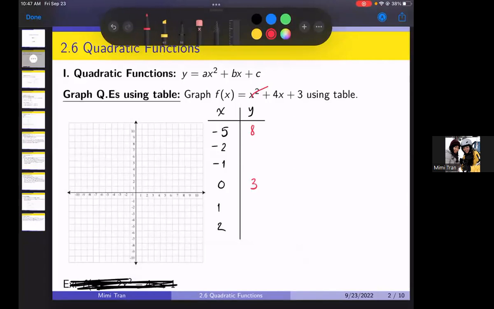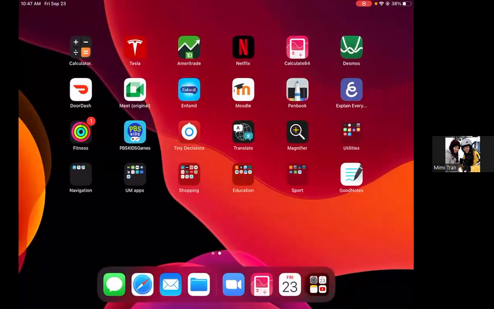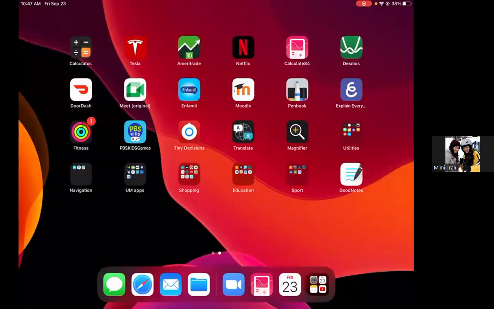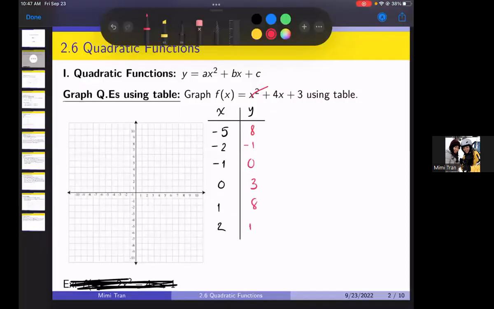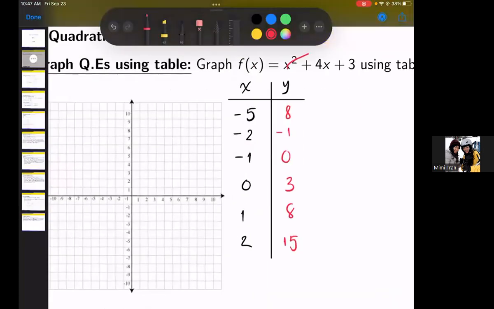What, -2 again? I keep forgetting. I'm not good at memorizing stuff. -1, 0, 3, 8, and 15. Okay, so when x equals -5, y is 8. -5 and 8. When x equals -2, y is -1. 0 is 3. 1 is 8. Because I don't have room for 15, I'm going to skip that one somewhere above the graph.